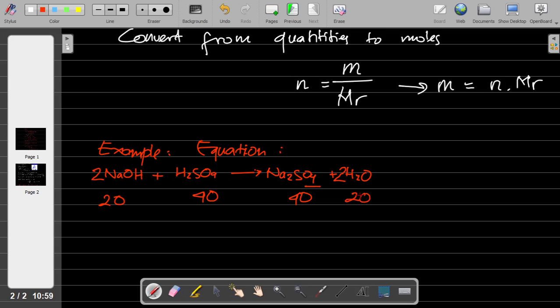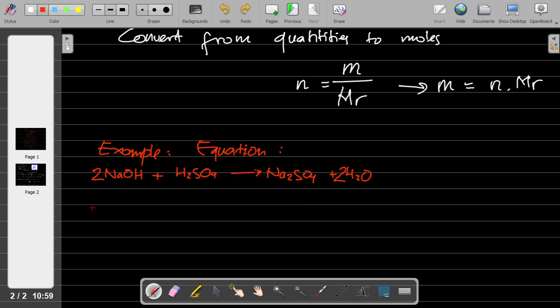I have 6 O here and also 6 O here, so it is balanced. Okay, so let's check again on the H. I have 2 H here, 2 H here, and 4 H here, so it is balanced. Okay, so this equation is balanced now.